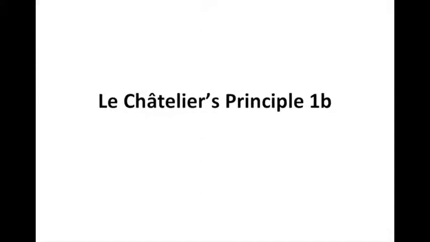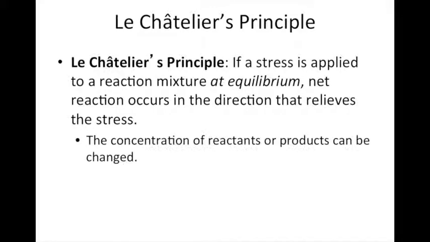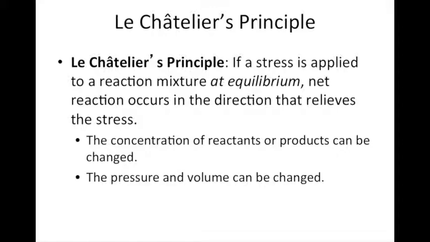In this video, we want to continue our discussion of Le Chatelier's principle. Le Chatelier's principle tells us that if a stress is applied to a reaction mixture that is at equilibrium, the net reaction occurs in the direction that relieves the stress. And we can stress or disrupt a reaction that's at equilibrium by changing the concentration of reactants or products. We can change the pressure and volume of our reaction mixture, or we can change the temperature of our reaction mixture that is at equilibrium.